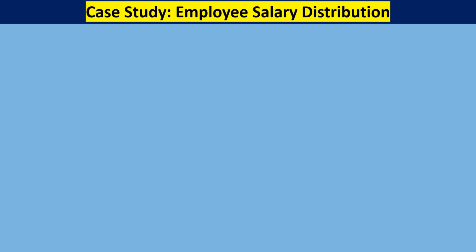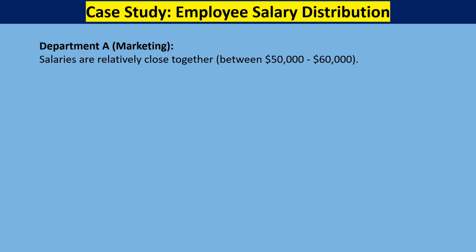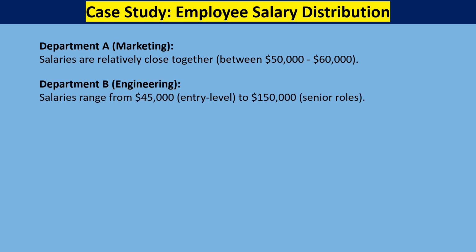Case study, employee salary distribution. A multinational company has employees across different departments. The HR department wants to understand the salary dispersion between two key departments. Department A, let's say marketing, salaries are relatively close together, between 50,000 and 60,000. Employees earn similar pay, indicating low dispersion. Department B, engineering, salary ranges from 45,000 for entry level to 150,000 for the senior roles. There is a large gap between the highest and lowest paid employees, showing high dispersion.